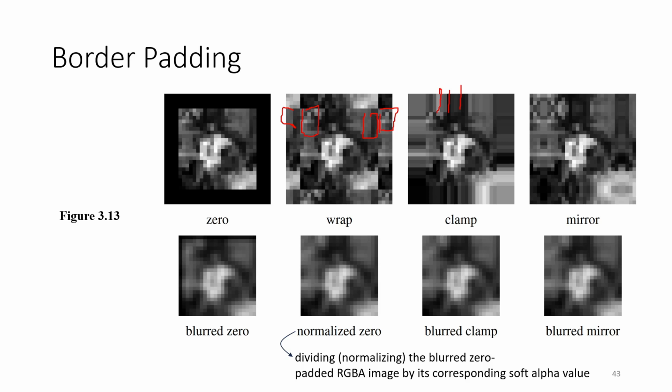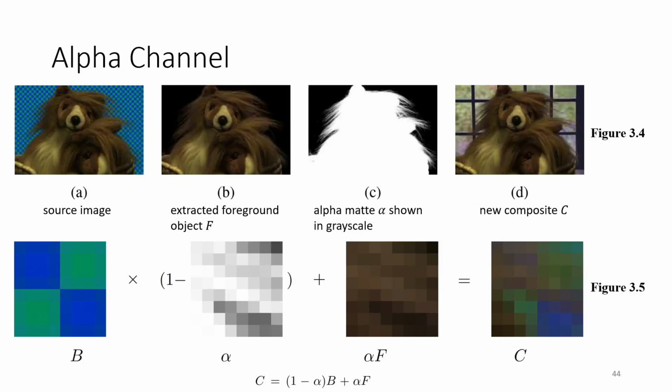The normalized zero is suggested by the author. Let me explain what it is. It means you still use zero padding, but you need to use another component called the alpha channel. Let me explain what the alpha channel is. If you have an image, it's called RGB, then you need one more channel, the alpha channel, or alpha matte. It means the transparency of those pixels.